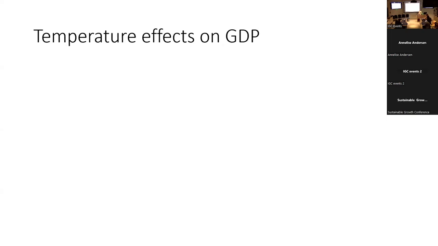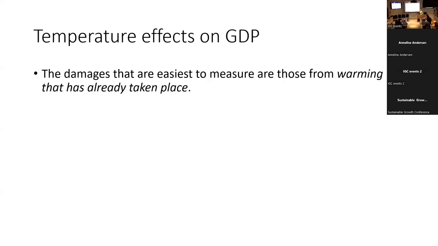So I'm going to begin with temperature effects on GDP. Obviously the damages that are easiest to measure are those from warming that have already taken place, because we've seen what's actually happened. Next point. In economics, the studies that have been most frequently used are panel data studies, because you can control for time and place both.